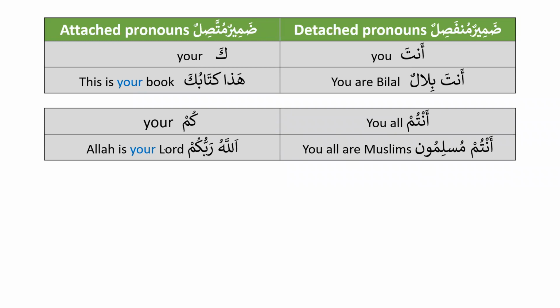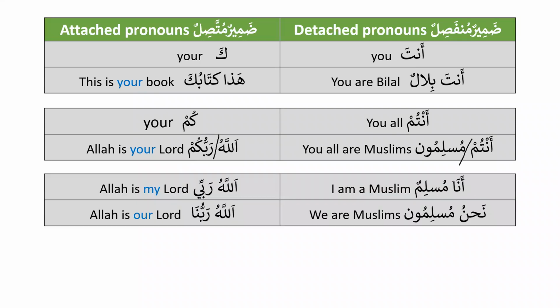So now we can see that antum is in the beginning of the sentence, this is subject, and muslimuna is predicate, and when we say Allahu rabbukum, lafz al-jalala will be subject, and rabbukum will be mudaf ilayh, and that will be the attached pronoun, which is kum.